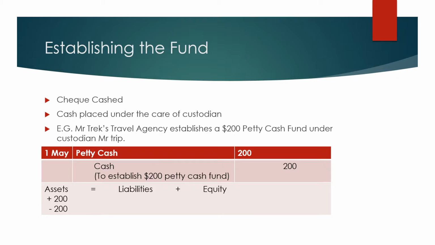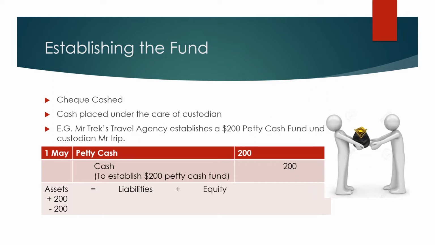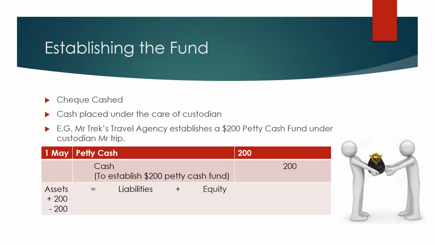On this date, Mr. Trek would record a $200 debit on the petty cash account, increasing assets, and the corresponding $200 credit on the cash account, decreasing assets. Therefore, there is no change in total assets as the money was not disbursed for use outside the company, but simply designated for use in a petty cash fund.